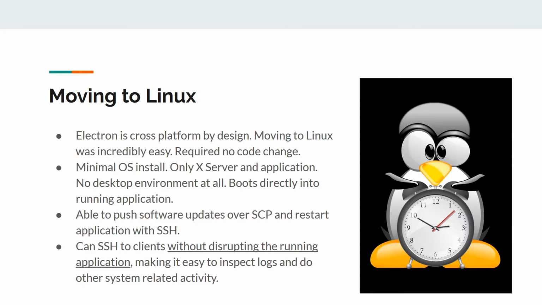Also, this gave me the ability to push new updates through SCP, and I could restart the application itself over SSH if I needed to, or I could SSH and inspect the logs and do other system maintenance stuff without interrupting the running application. And that's the point that I want to make, is that it brought me a lot closer to being a true appliance.